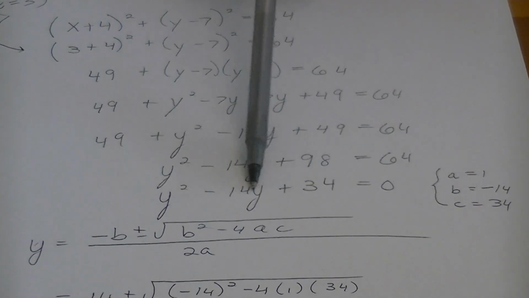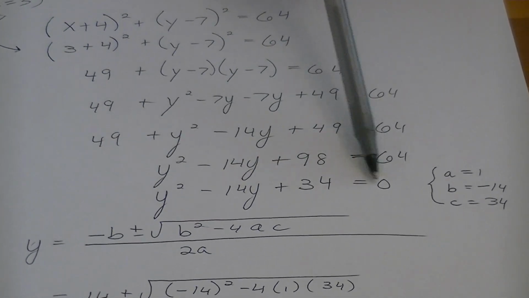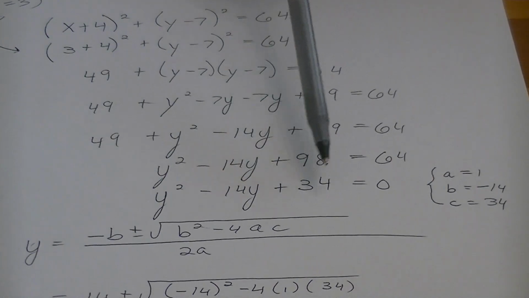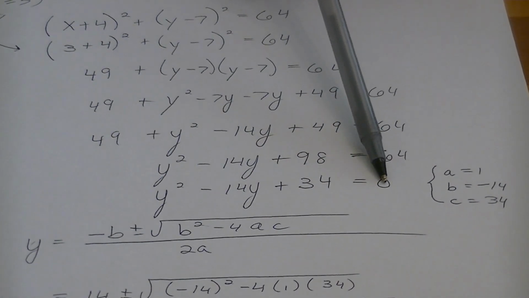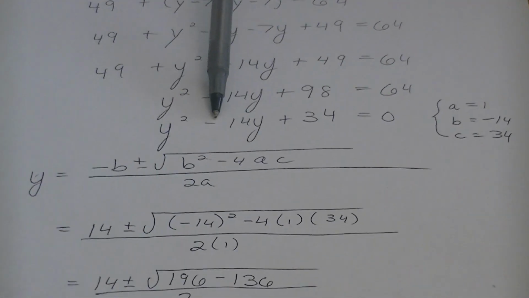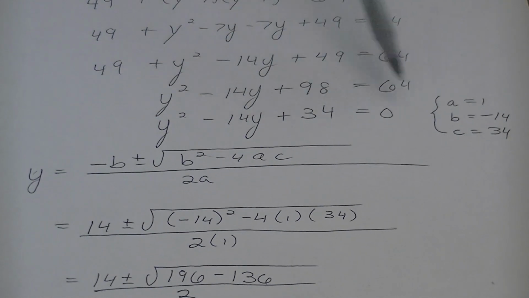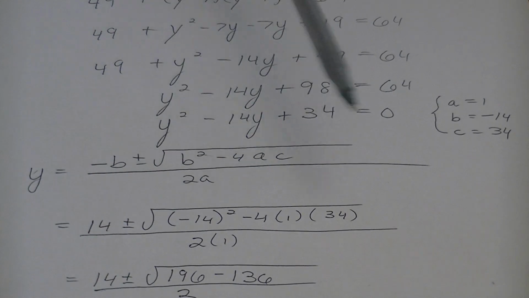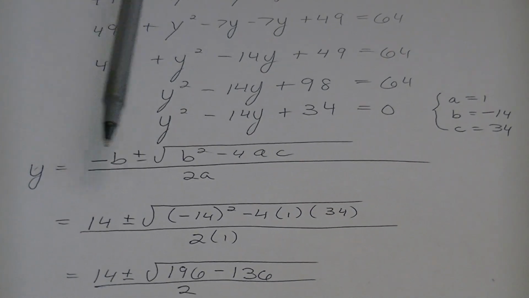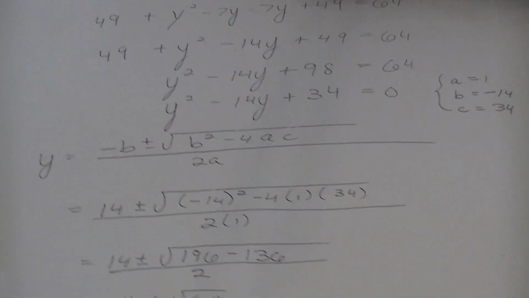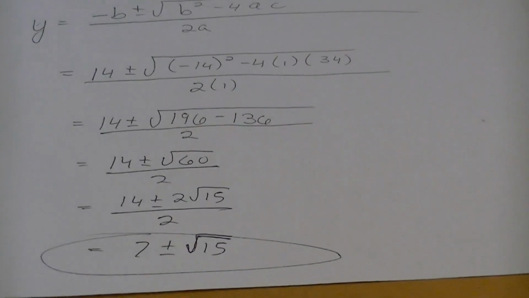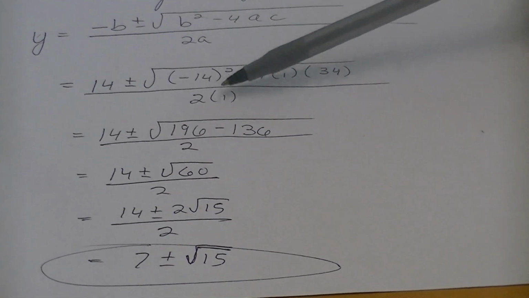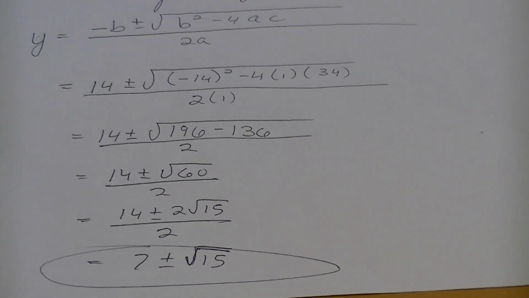So here's my quadratic equation. And to solve it, I'm going to use the quadratic formula. A is 1, B is negative 14, C is positive 34. There they are. There's the quadratic formula, solving for y. Substitute your values. And you go through your algebra, and you can pause the screen if you need to.